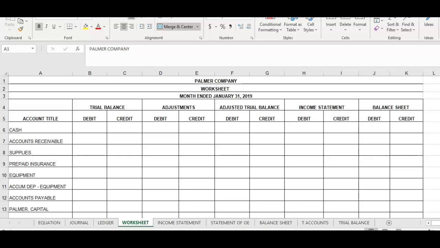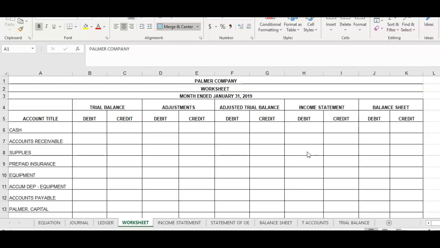In chapter 5, we focus on a form known as a worksheet. We're going to learn how to complete all 5 sections of the worksheet, as well as talk about what is the purpose of preparing a worksheet for a company.